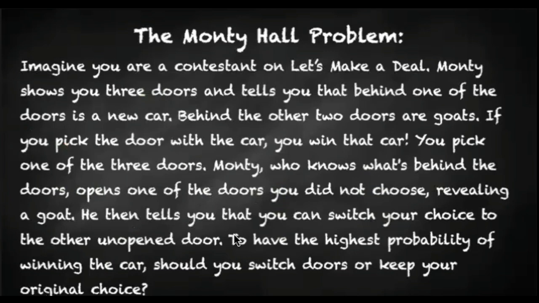Imagine you are a contestant on Let's Make a Deal. Monty shows you 3 doors and tells you that behind one of the doors is a new car. Behind the other 2 doors are goats. If you pick the door with the car, you win that car. You pick one of the 3 doors. Monty, who knows what's behind all 3 doors, opens one of the 2 doors you did not choose, revealing a goat. He then tells you that you can switch your choice to the other unopened door. To have the highest probability of winning the car, should you switch to the other unopened door or keep your original choice?